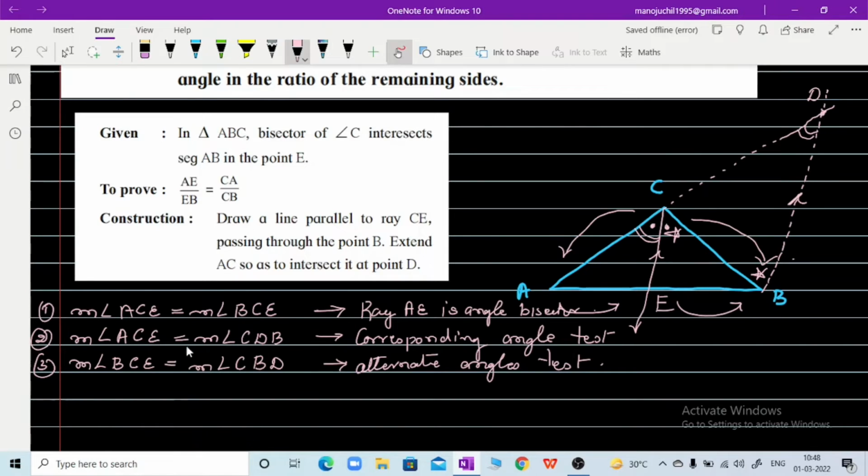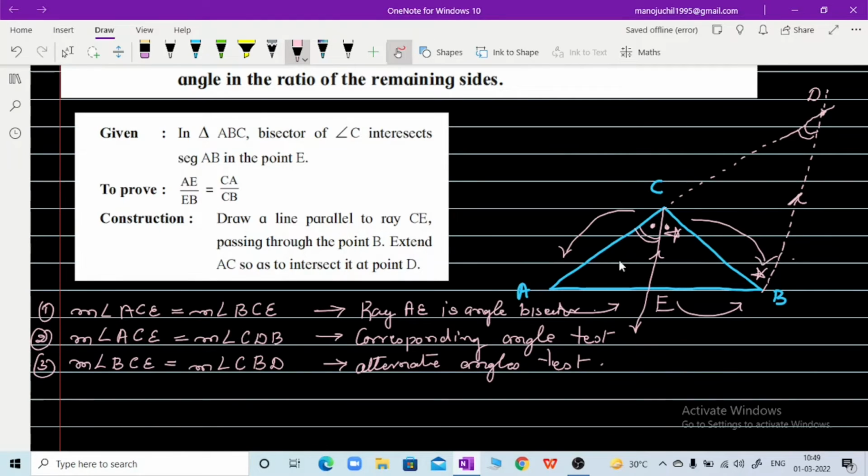Okay. Now let us try to club 1, 2 and 3. What do I get? If you observe it properly, statement number 2 and 3 say ACE is equal to CDE and BCE is equal to CBD. Statement number 1 tells the LHS of 2 and 3 are equal. Since these two angles are equal, angle ACE is equal to angle BCE, whereas partner of ACE is equal to CDB and partner of BCE is equal to measure angle CBD.